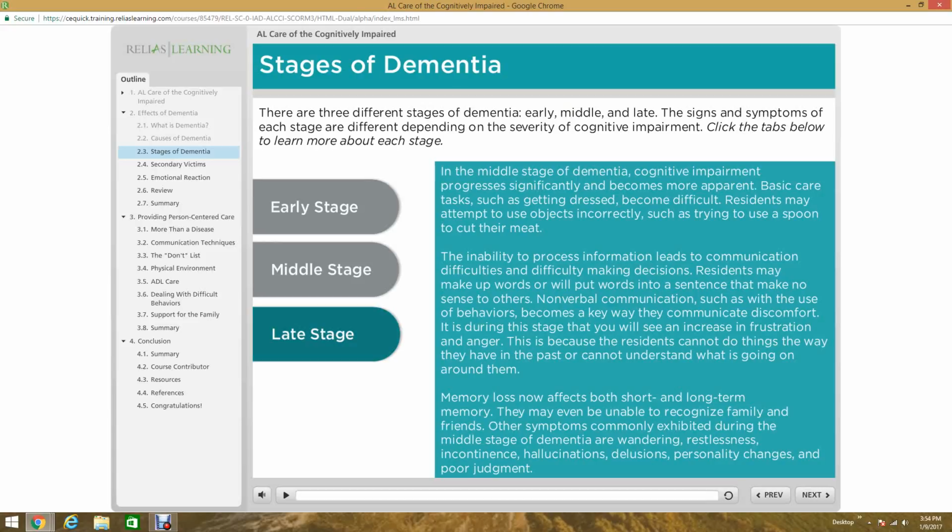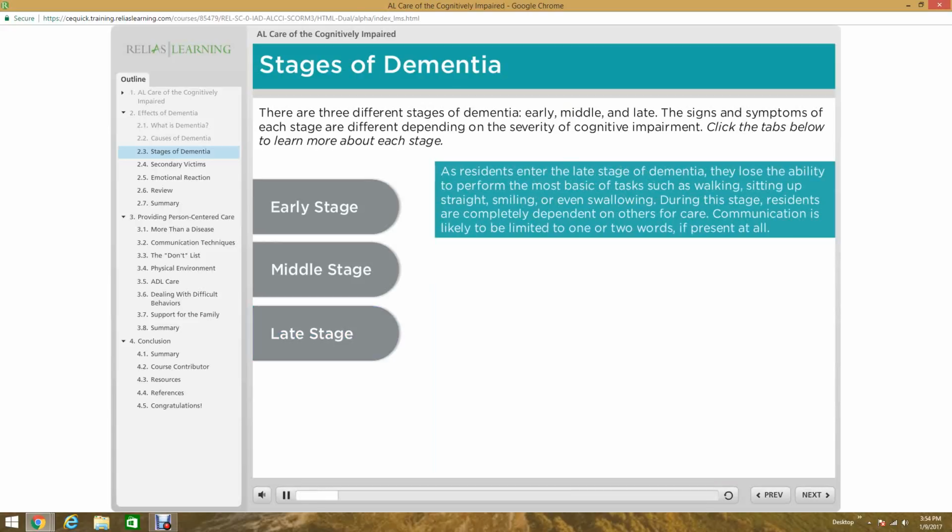As residents enter the late stage of dementia, they lose the ability to perform the most basic of tasks, such as walking, sitting up straight, smiling, or even swallowing. During this stage, residents are completely dependent on others for care. Communication is likely to be limited to 1 or 2 words, if present at all.